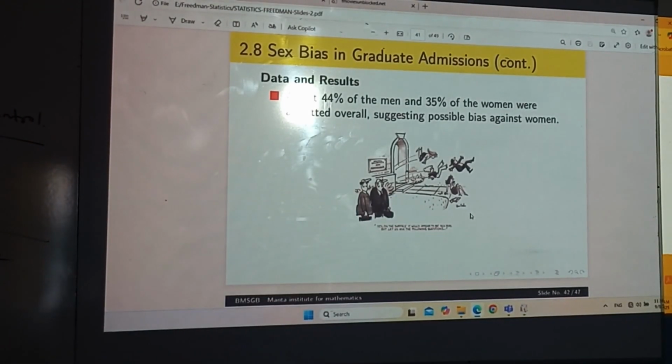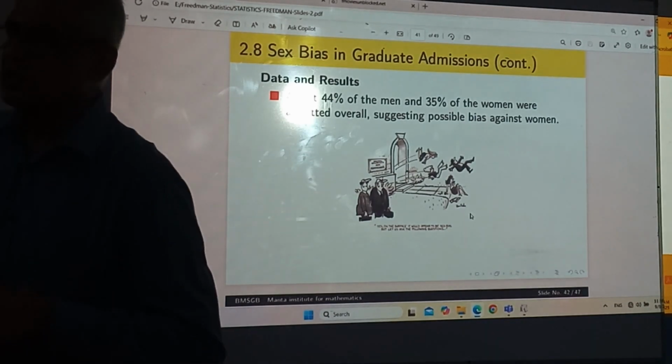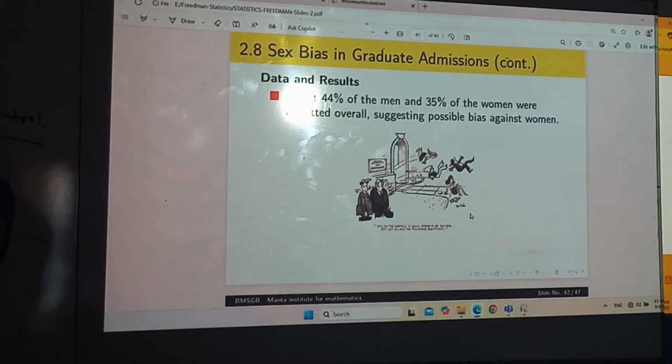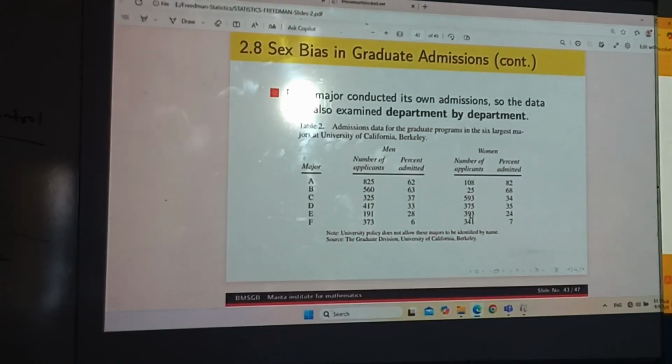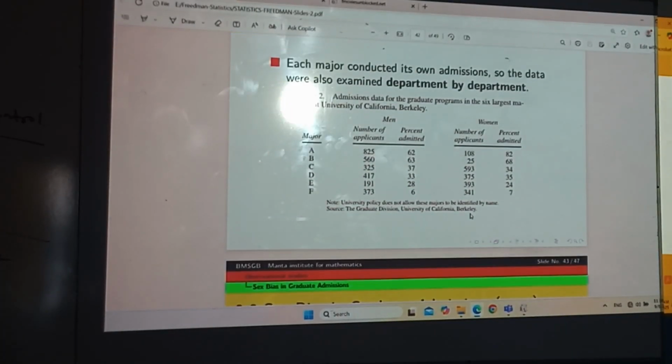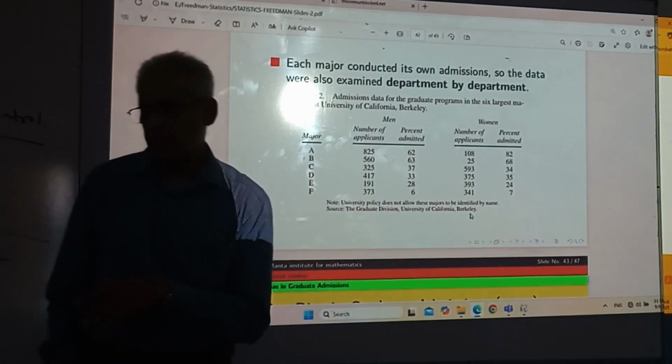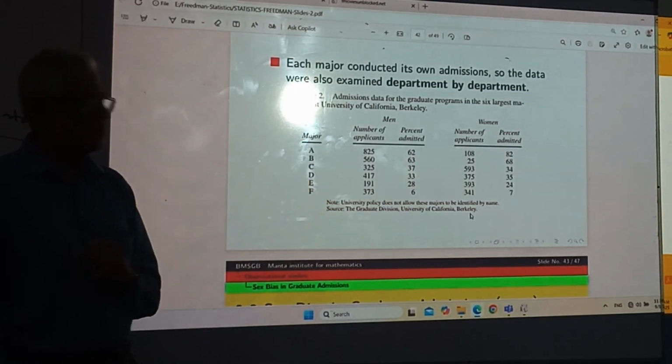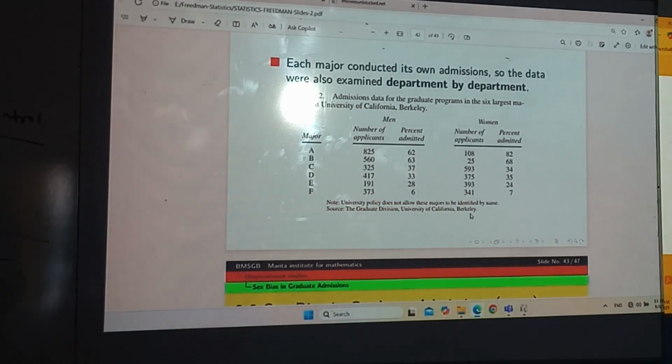But then they did a further analysis. Now, these interviews were done separately by different departments, so they did the analysis also in different departments. They found the percentage of acceptance for men and women within each department. And this is what they saw. There are a large number of departments. Here they have given only the biggest numbers, the largest departments.